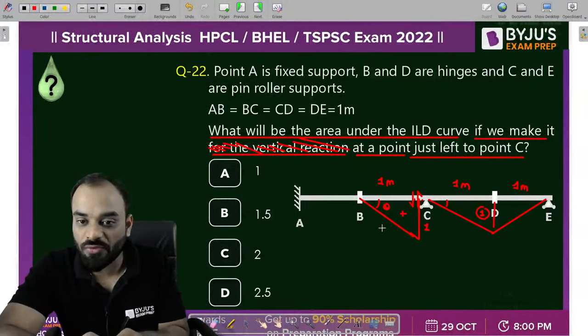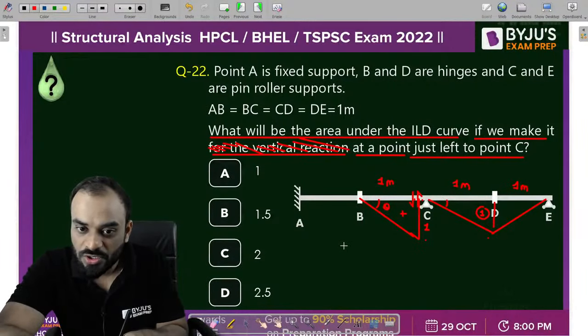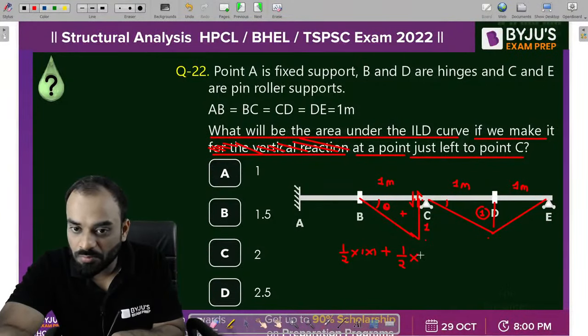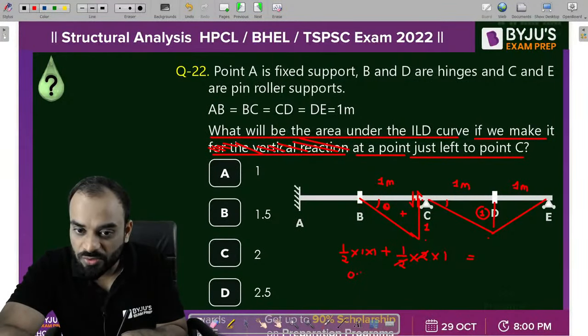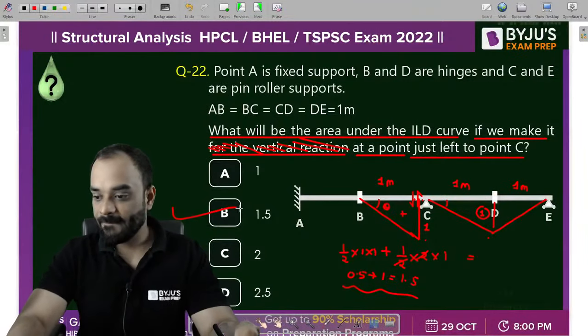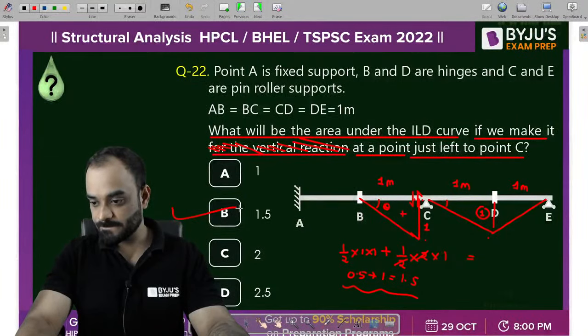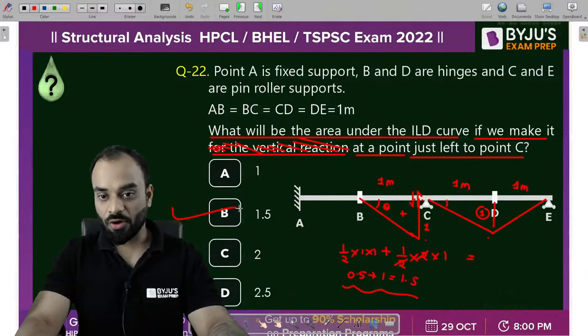Now tell me, guys, what will be the total area of ILD? Can I say that, guys, this is 1, this is 1, and this is 1, and this is 2. So let's calculate it. 1 by 2 multiply by 1 multiply by 1 plus 1 by 2 multiply by 2 multiply by 1. Kindly calculate this value and let me know the answer. You can cancel it. And this value is 0.5 plus 1. It should be 1.5. All of you are able to understand?